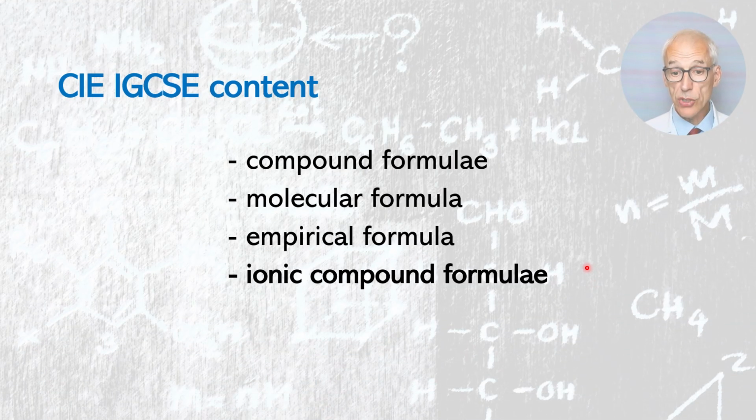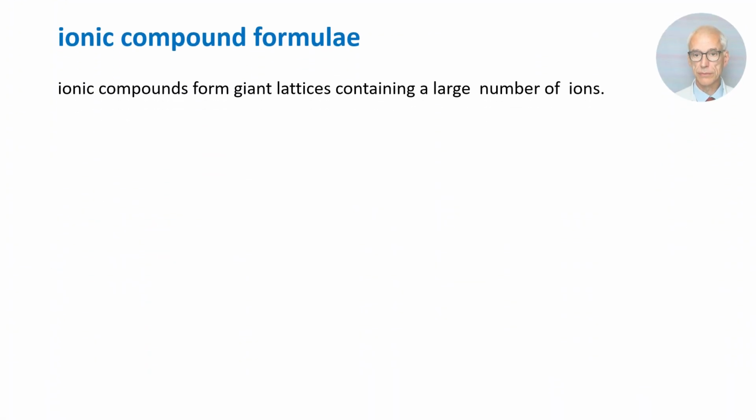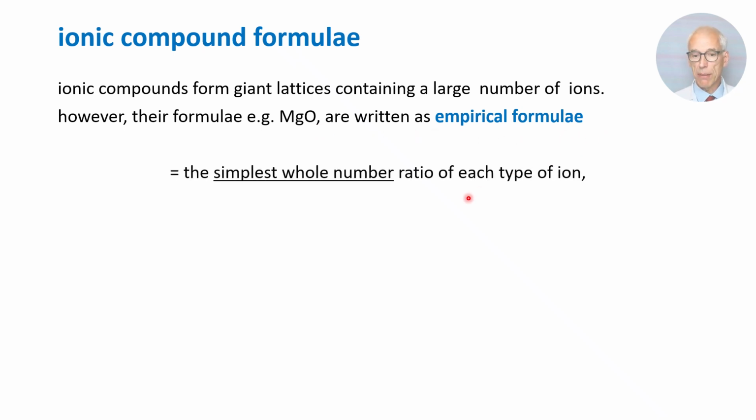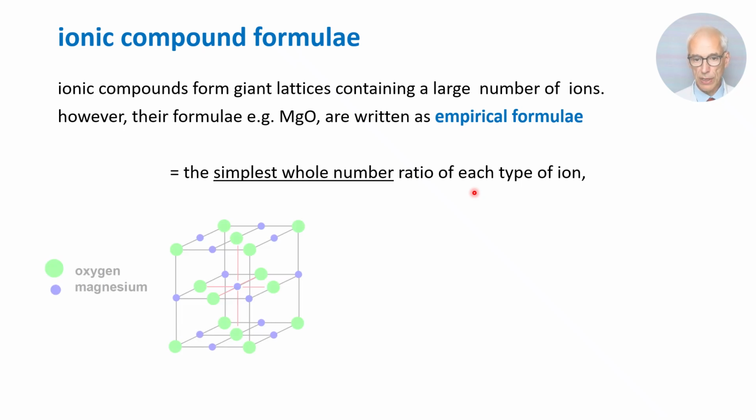So we'll finish with a simple treatment of ionic compound formulae. Ionic compounds form giant lattices, of course, which contain a large number of ions. So their formulae, for instance, magnesium oxide, are of course empirical formulae. So that means that they're the simplest whole number ratio of each type of ion.